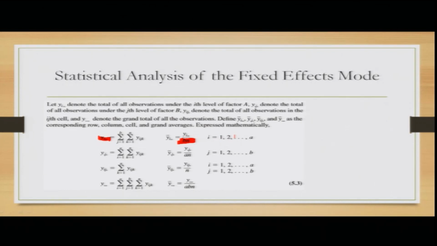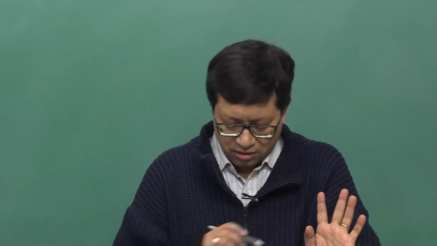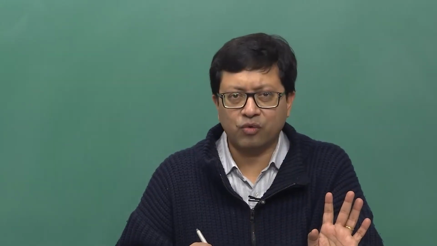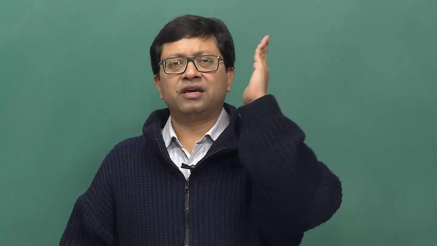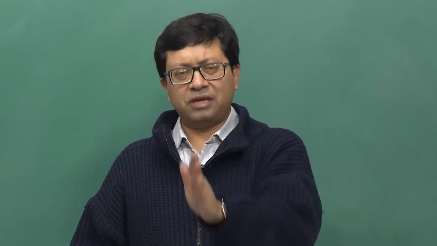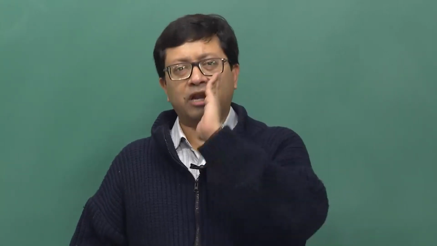So this is clear. Then I go to the second color combination to make you understand. Let me use the yellow color. Now it is y dot j dot, which means you are trying to find the averages over all the i's and all the k's. Here i is changing from 1 to a and k is changing from 1 to n. So if I use the indices i, j, k, it means that i changes from 1 to small a, j changes from 1 to small b, and k changes from 1 to small n.